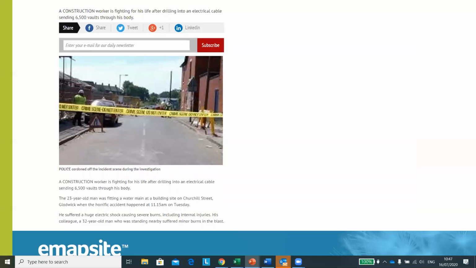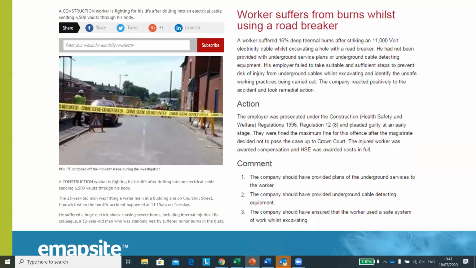And in the second example, you can see the wider, less direct repercussions. In this instance, it was found that the party conducting the works when the electricity cable was hit hadn't provided any plans of the underground plant in the area.